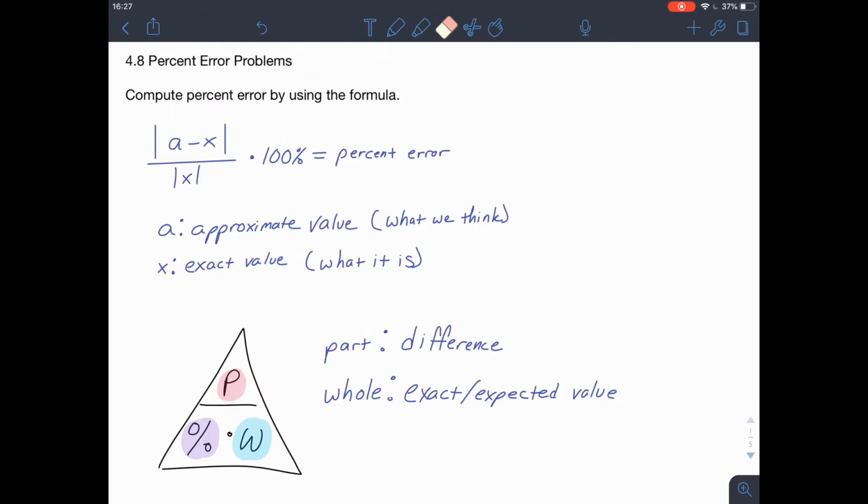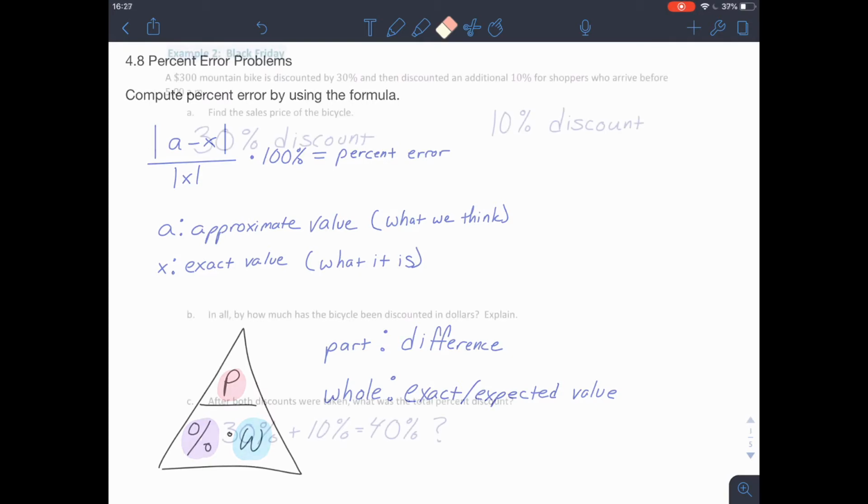If you find this formula to be a bit intimidating or a little strange, you can really break it down into just doing your basic part over whole. The part being the difference that you got when you took the approximate value minus the exact value, and then divided by the whole, which is the exact value, again, what we expected to get.